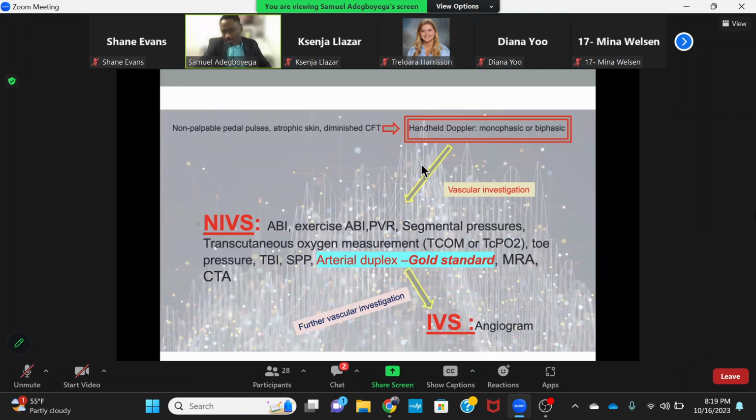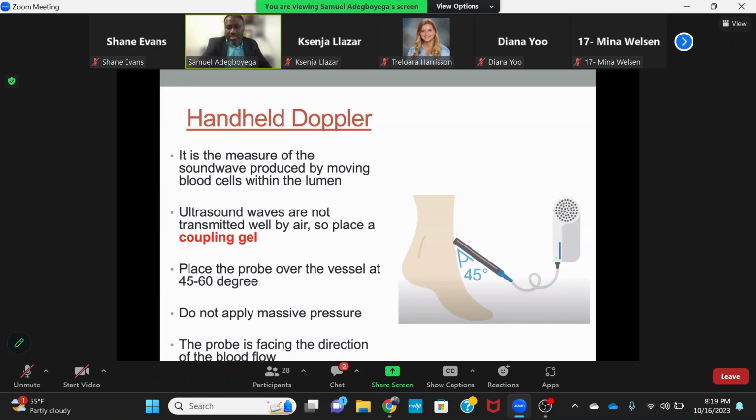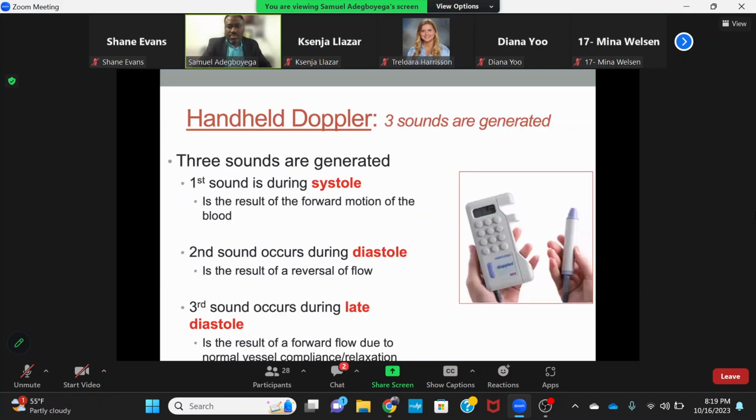So if you guys remember, we talked about this. If you can't feel pulses and you have atrophic skin, right, you want to use your handheld Doppler first. If it's monophasic or biphasic, you want to go ahead and order your non-invasive vascular studies. Okay. Now, your non-invasive vascular study, we'll talk about that in a minute. When it comes to your handheld Doppler, the most important thing for your exam, you've got to angle this 45 to 60 degrees. Not 90, not 0, 45 to 60 degrees. And don't put too much pressure on it.